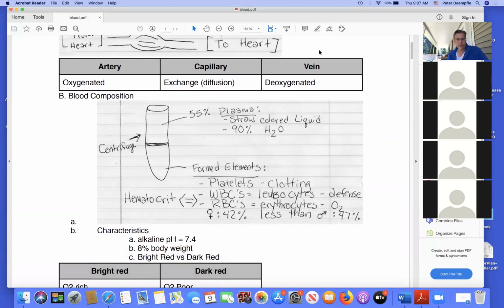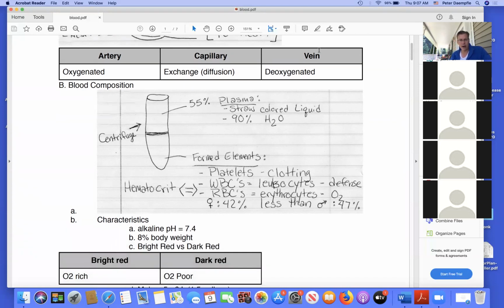So look at the blood's composition. We have about a 55-45 split between 55% plasma, and plasma is a straw-colored liquid. What do we mean by a straw-colored liquid? Well, its coloration is a little bit brownish, light brown, and it's made of 90% water. Plasma is made up of 90% water, has a lot of dissolved solutes in the blood.